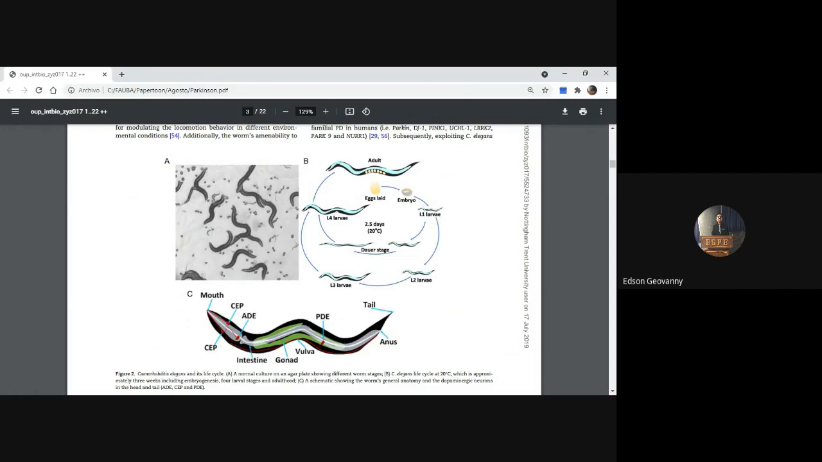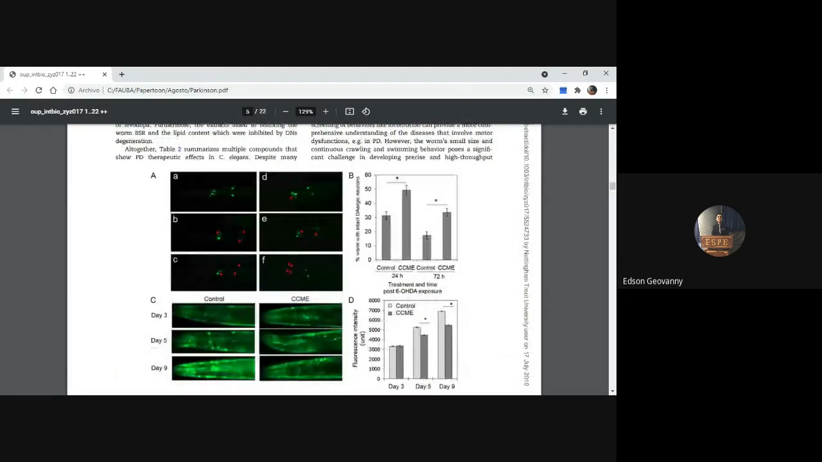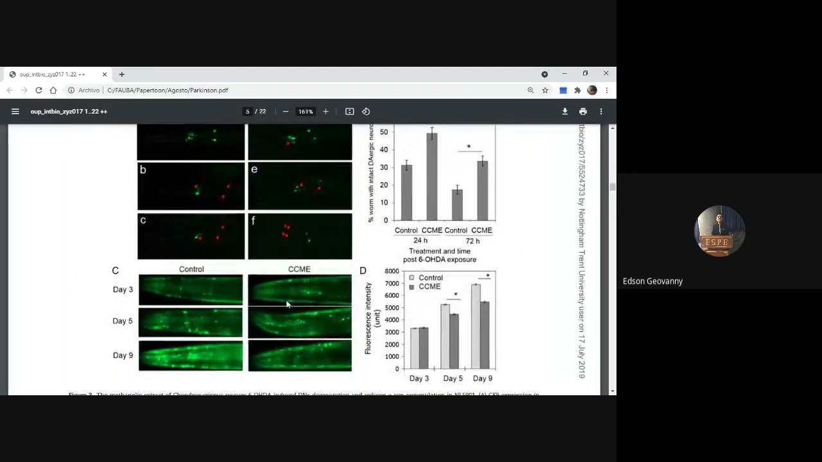OP50 with various nutrients. The use of a compound extracted from the herb, at a concentration of 10 micromolar, was evaluated to identify mobility defects using a green fluorescent protein. Different compounds were found to mitigate the worm phenotype.